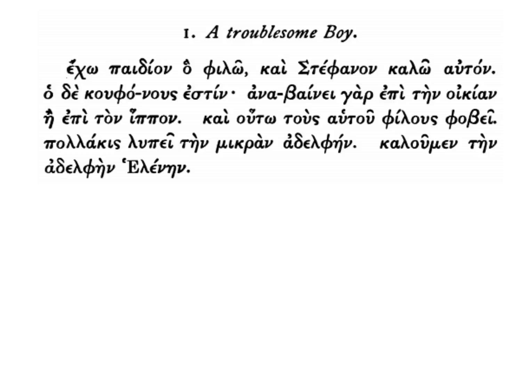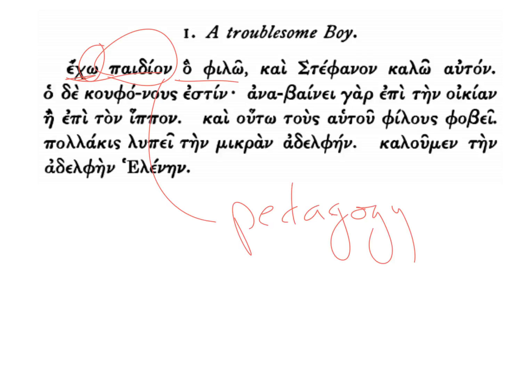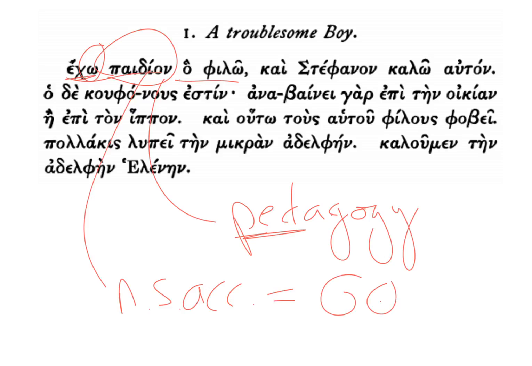I have a boy, echo paideon, whom I love. Echo, first person singular ending, paideon is the object. Paideon gives us such English words as pedagogy, which means the act of teaching a child. Paideon is neuter, singular, and accusative. These forms are also on Greek Quick Sheet 1 under the section for articles.